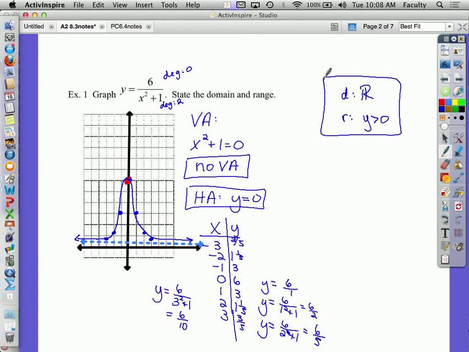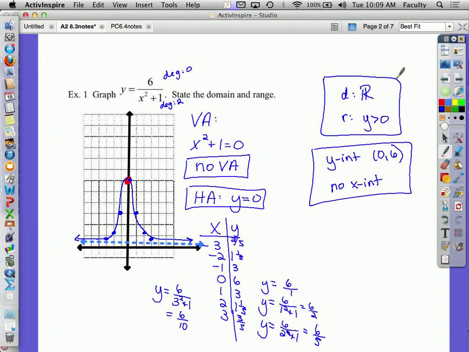And then let's talk intercepts. I do have a y-intercept of 0, 6, and it never touches the x-axis. So we say there's no x-intercept. You need to include those as well. Make sure you include asymptotes, a table, domain and range, and your intercepts.